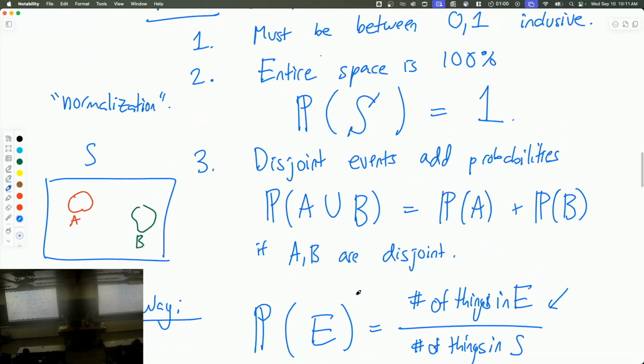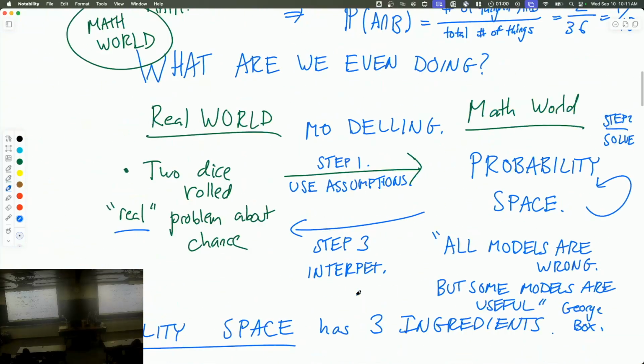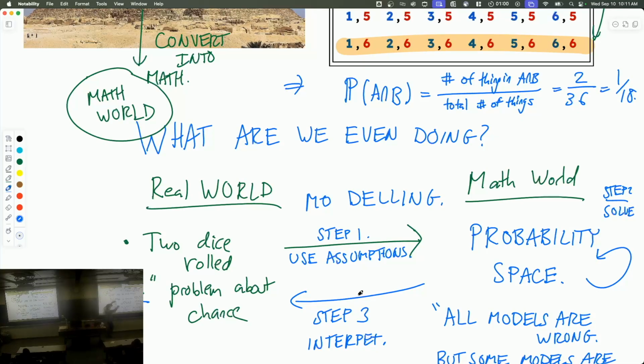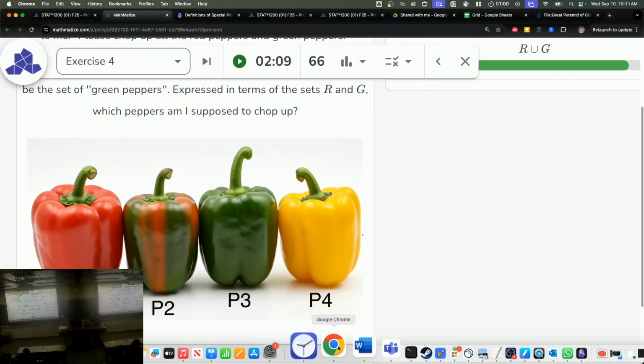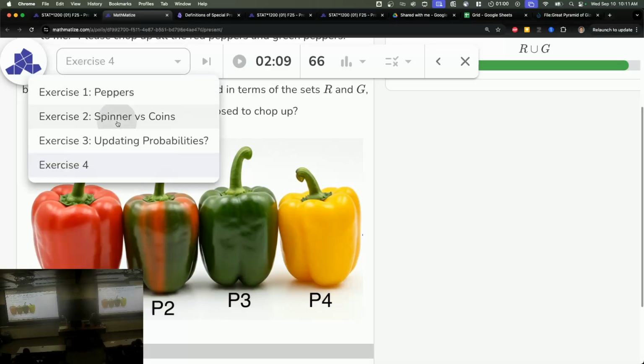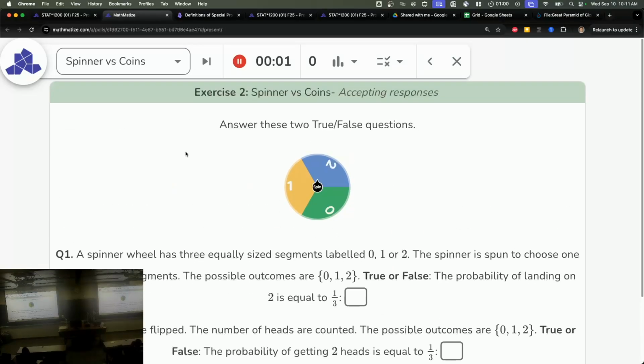And this is part of the modeling. So when you take a real-world problem and you model it and you turn it into a probability space and you assign it the probability function, which is the equally likely, you would hope that that corresponds to the real world. And in fact, I have a MathMatize question exactly about this issue that I will have you run through as a great example of this kind of issue. Let's see if I can find it. Here we go. Spinners. This is called spinners versus coins.